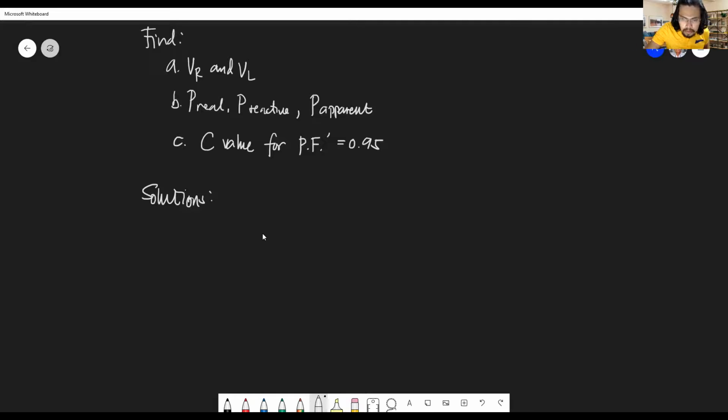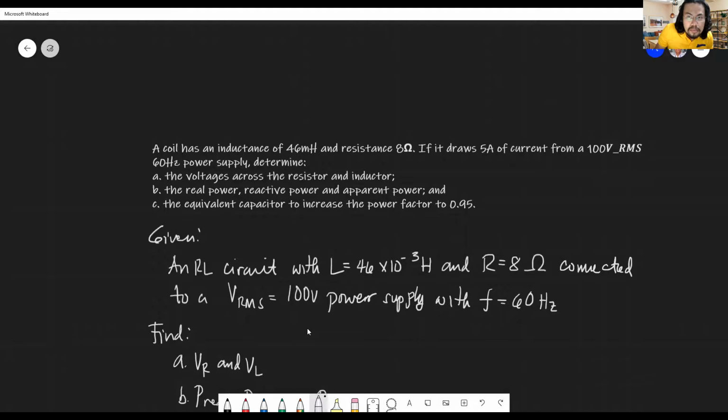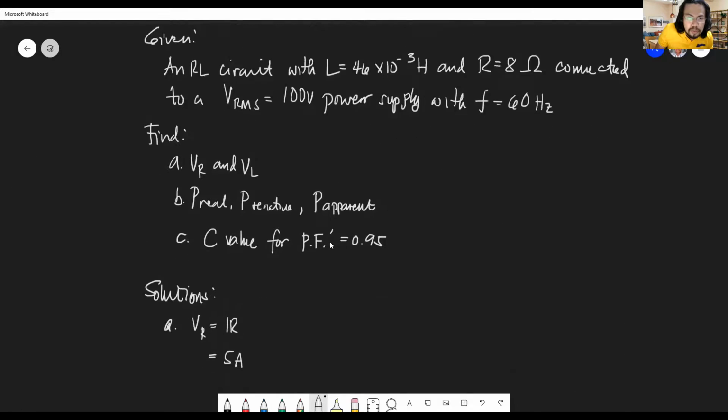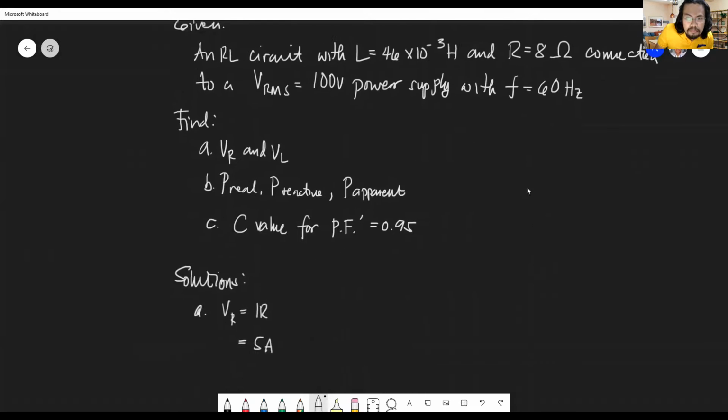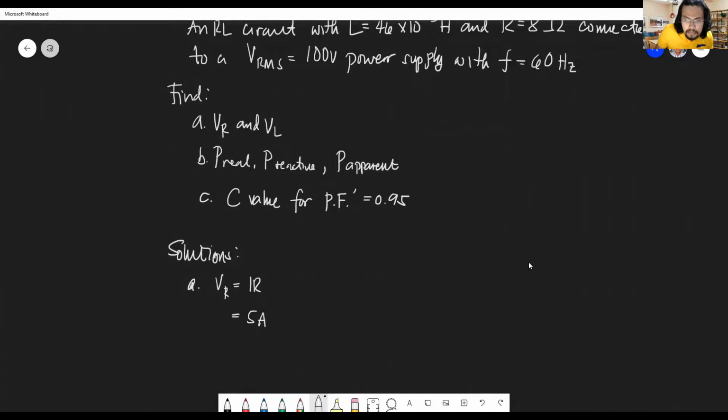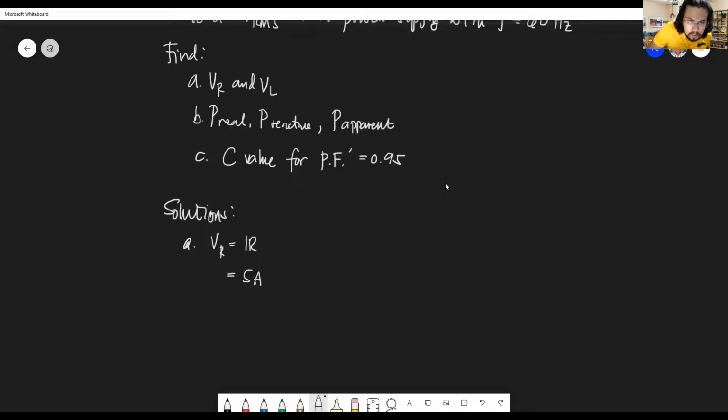Letter A are directly solvable. So we have VR equals IR, and we have 5 amperes times, it's given, 5 amperes, and we just multiply that with 10 ohms. All right, so we have here 8 ohms. Apologies for that. I thought it was 10. So it's 8 ohms, and we get V sub R equals 40 volts.